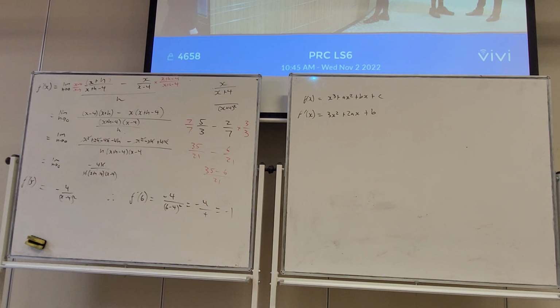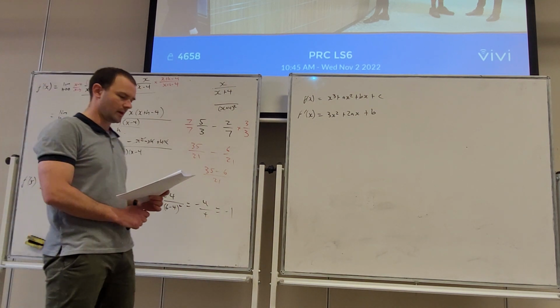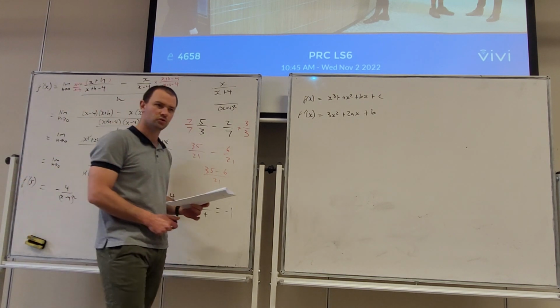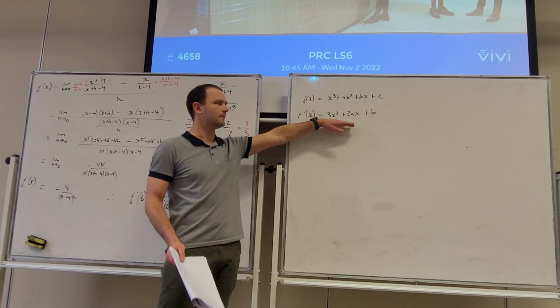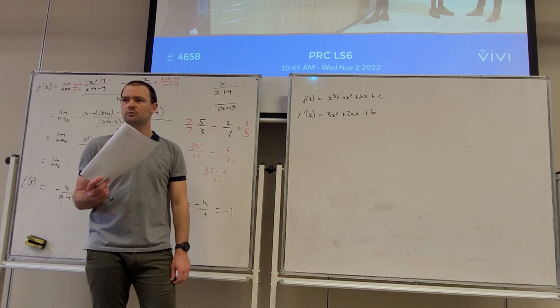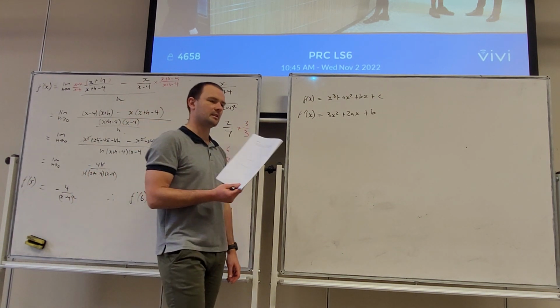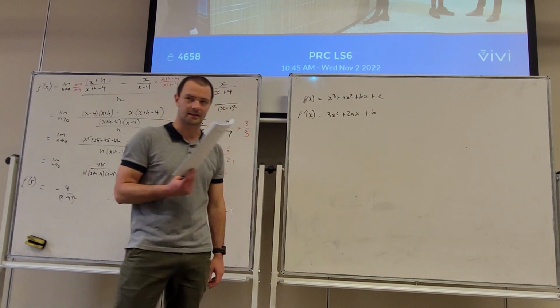Hence, show that minus 4a plus b equals minus 17. Hence means using what you just did, using the derivative function. We have to use the derivative function somehow. We are told some things in here, but it's very sort of hidden. We need to extract it out.